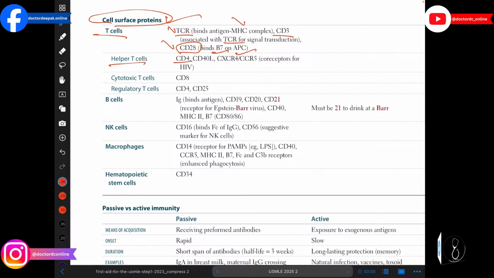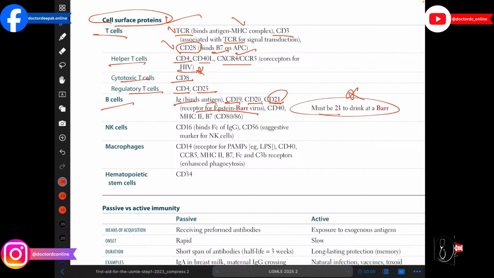Helper T cells have CD4 and cytokines, and CD8. Helper T cells also have CD40 ligand that binds with CD40 of macrophages and CD40 of B cells. They have CXCR4 and CCR5, the co-receptors for HIV. Regulatory T cells have CD4 and CD25. The B cells have immunoglobulin that binds antigens, and they have CD19, 20, and 21, the receptor for Epstein-Barr virus. The 21 must be 21 to drink after bar. So CD21 is for Epstein-Barr virus.